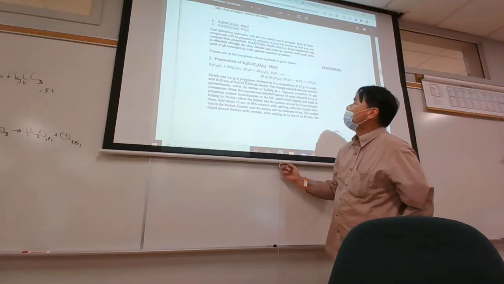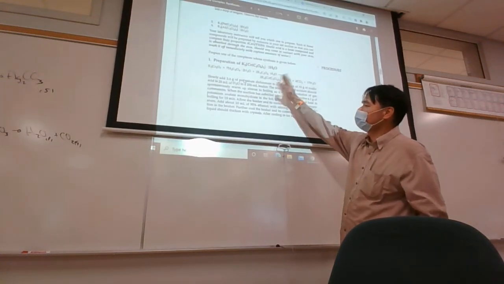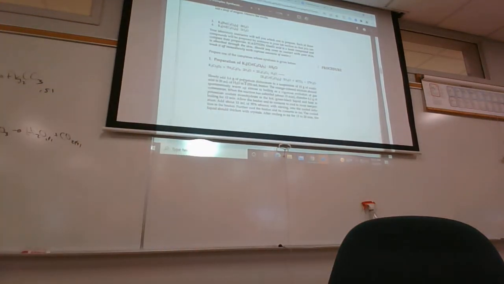Here's the net reaction of what we're doing in the synthesis, but this net reaction consists of multiple steps. So let's take a look at the first reaction that's happening here. The first reaction is going to be between potassium dichromate.